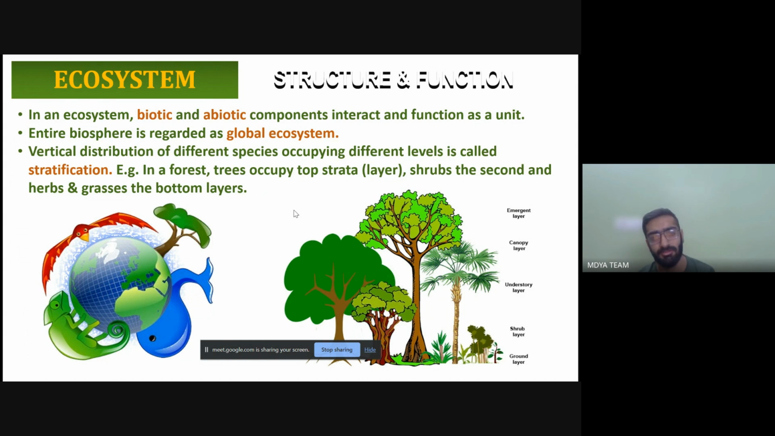And the vertical distribution of the species that occupies the different levels, it's called the stratification. For example, the top layers and the bottommost layer, the distribution among the species is called as the stratification. For example, the topmost layer, as you can see in the diagram, it's the emergent layer. The second one is the canopy, then comes the understory, the fourth one is shrub, and the fifth one is the ground layer. So this is how the different trees are stratified according to the different vertical distribution. And these are the layers. Okay, so not that much important.